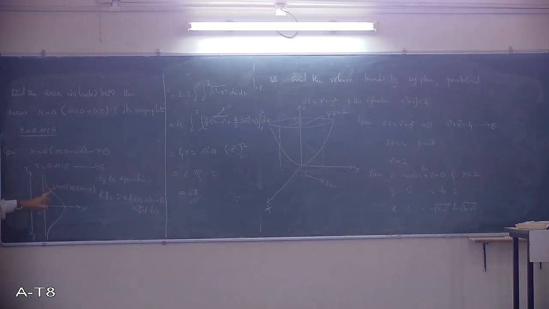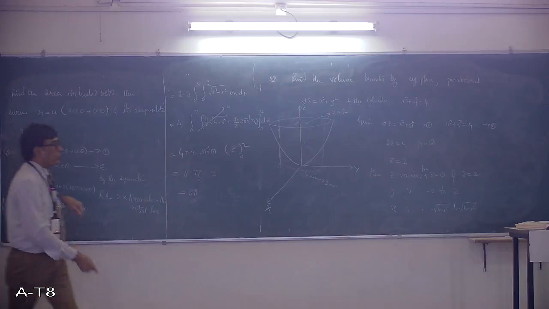Now, how to get the limits of integration. It starts with this line, which is nearer to the pole, and ends with this curve. Means r varies from the line to the curve. Second, theta varies from the initial line, the x-axis, up to this line. This line is parallel to the y-axis, therefore theta varies from 0 to pi by 2.